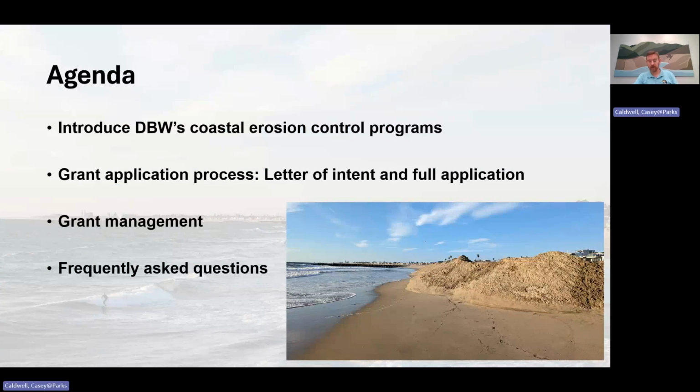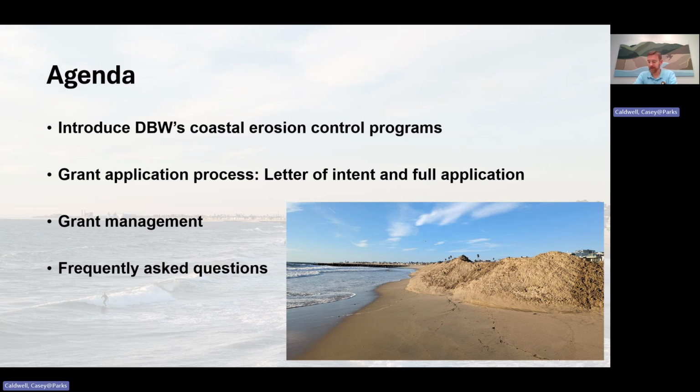Here's a high-level outline of what I'll cover in this presentation. First, I'll introduce and discuss DBW's two coastal erosion control programs and some important differences between them. And then I'll explain the types of projects we can fund with grants through each program. Next, I'll discuss the grant application process, and this is a two-step process.